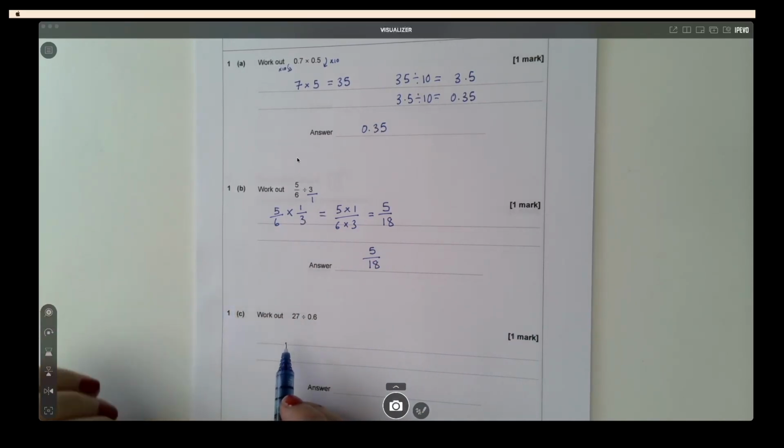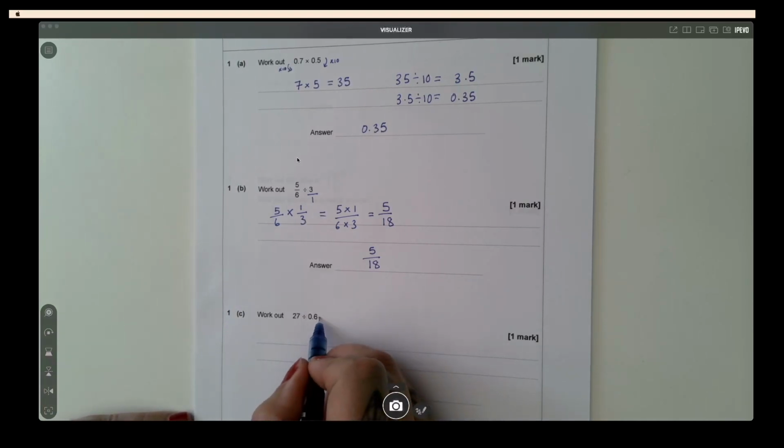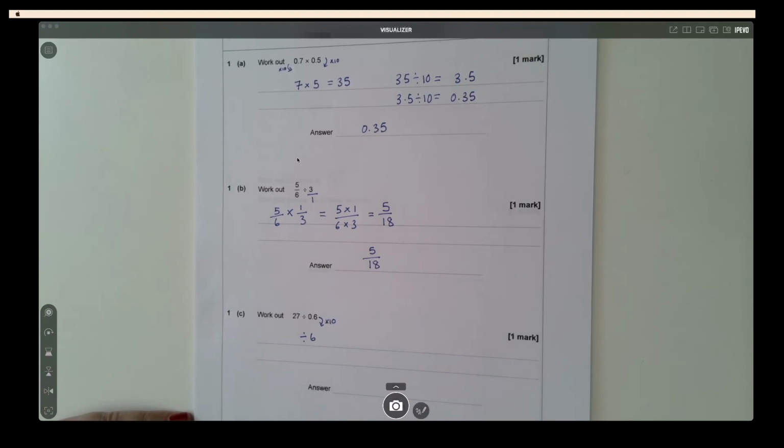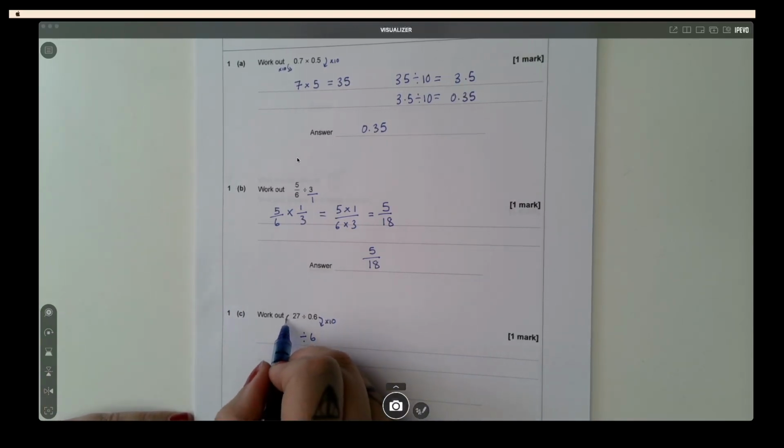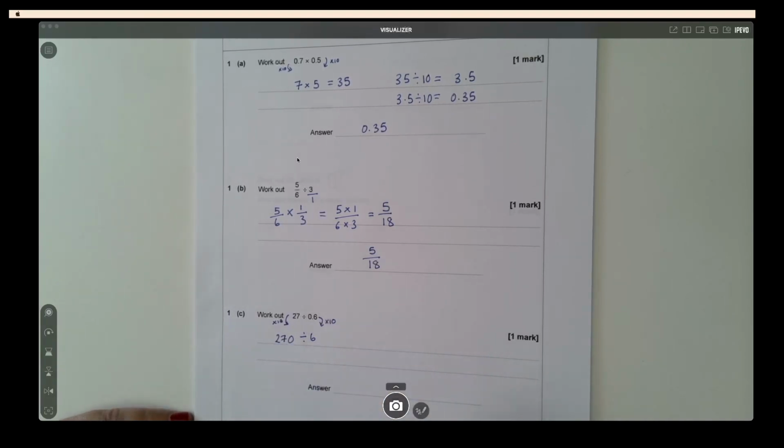1c, work out 27 divided by 0.6. So what I'm going to do is multiply 0.6 by 10 to make it 6, but because it's division, I have to do the same to the other side. So 27 times 10 is 270. So now I'm going to do 270 divided by 6.